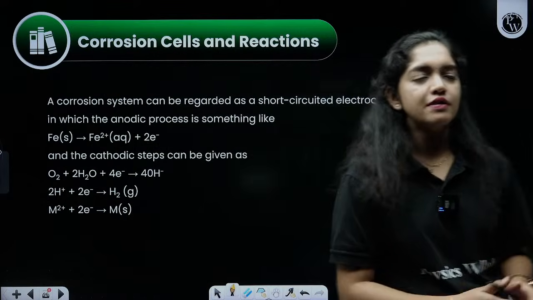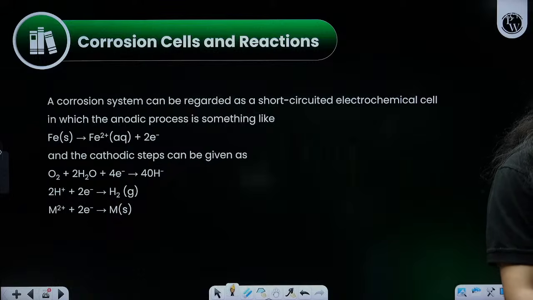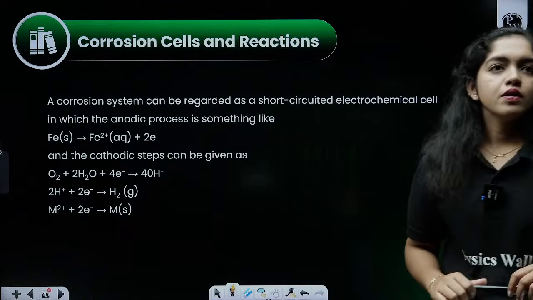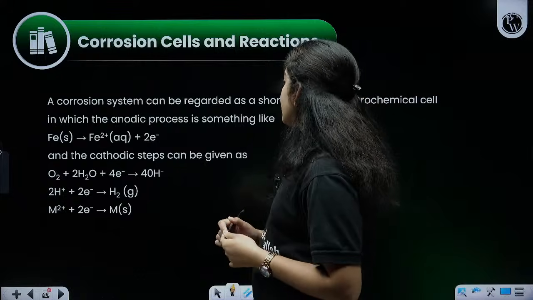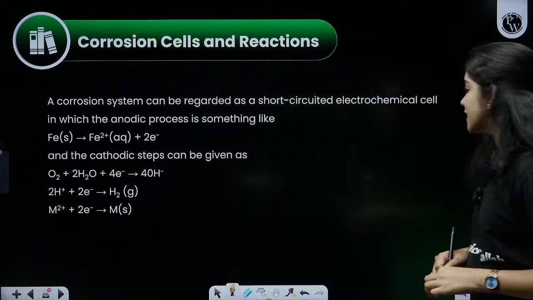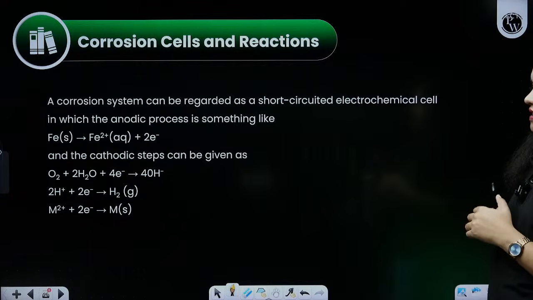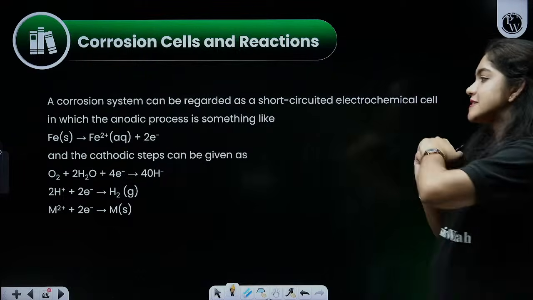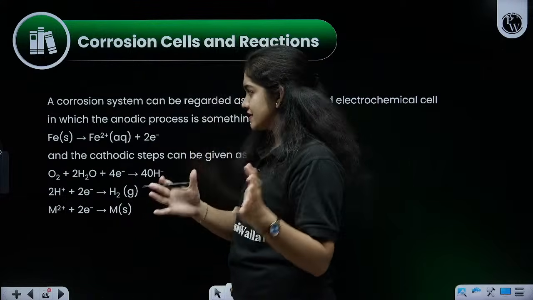What is corrosion and what is the reaction happening there? Corrosion, okay. A corrosion system can be regarded as a short-circuited electrochemical cell in which the anodic process is something like Fe undergoes oxidation to Fe2 plus, and the cathodic steps are given by oxygen plus 2H2O. Many reactions are given. Just listen.